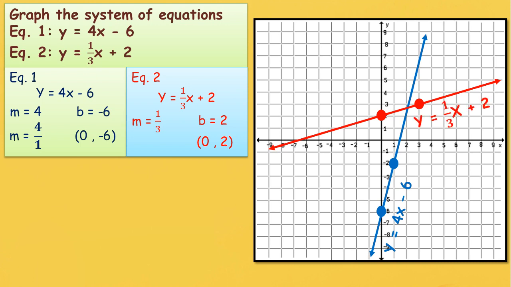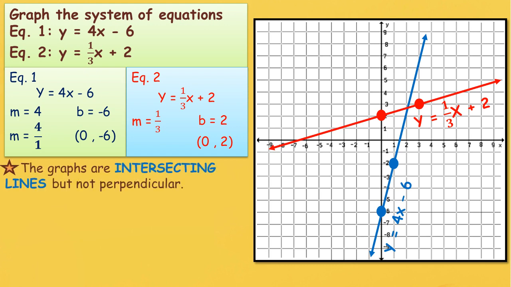Don't forget to write the name of the equation. Y is equal to 1/3 x plus 2. Ayun. Okay, so next is, let us focus on the graph of the two lines. So tignan natin. Let us observe the graph. So the lines are intersecting lines, but not perpendicular. Nag-intersect sila, pero hindi perpendicular.